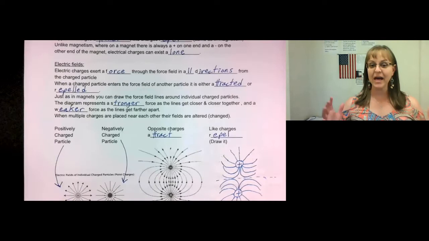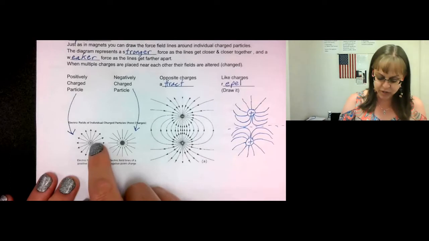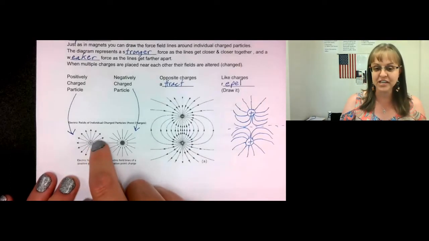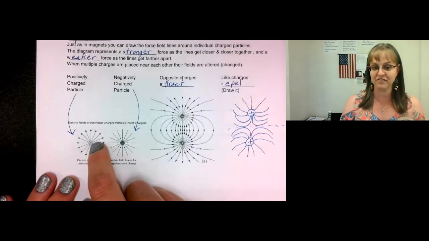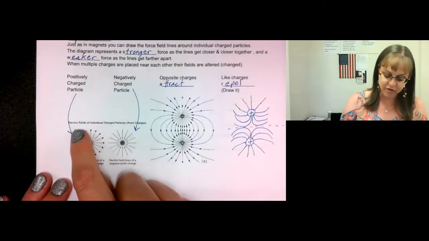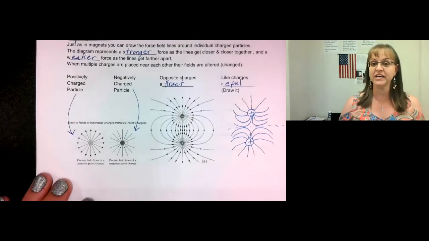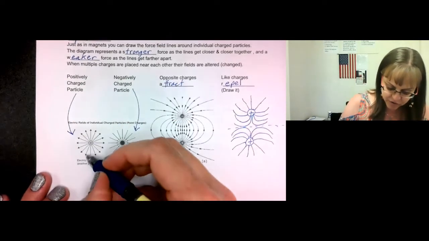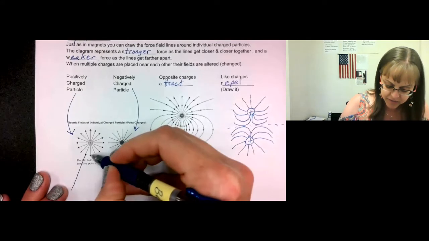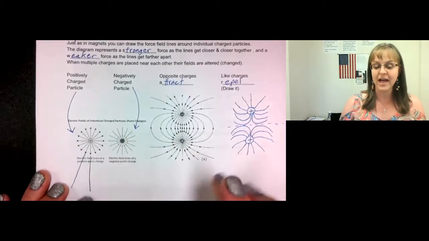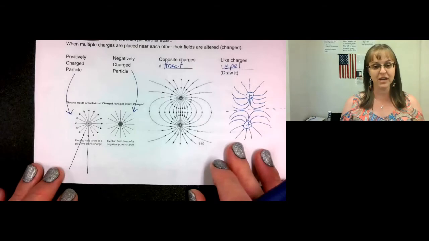Just like in magnets, as you get closer to the magnet, the magnetic field increases. With electric charges, the electric force field increases as you get closer to the charges. Notice how, when you get close, the lines are close together, indicating a strong field. Then, when you get further away, the lines get further apart, indicating a weaker field. The further out you go, the further apart those lines will go, and the weaker the electric field becomes.